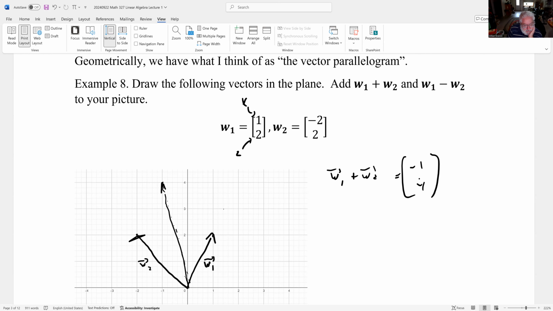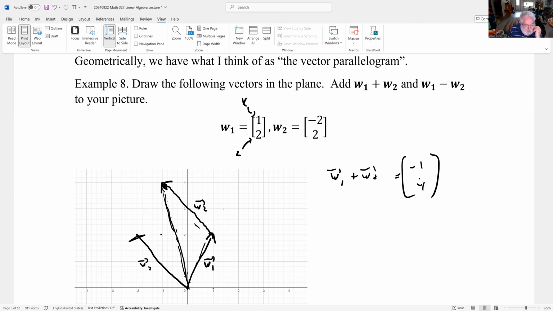One way to think about the addition is that we take W1, and that tells me to go 1 unit in the x direction and 2 units in the y direction. And then I'm going to do W2. And what does W2 tell me to do? It tells me to go 2 units in the negative x direction, that would take me over here, and then 2 units up. So that ends up there. If I put W2 with its tail at the tip of W1 and just travel this triangle, I get W1 plus W2, which is the diagonal of that.